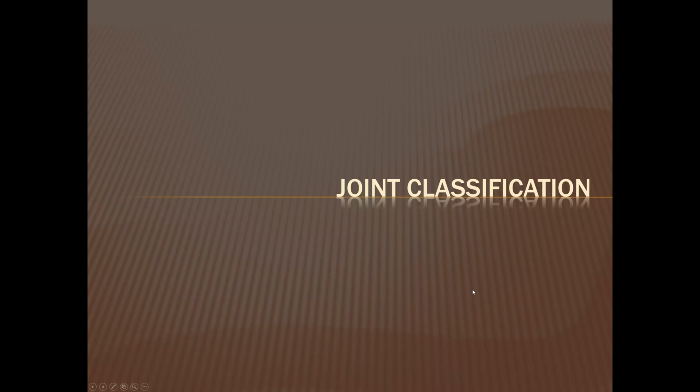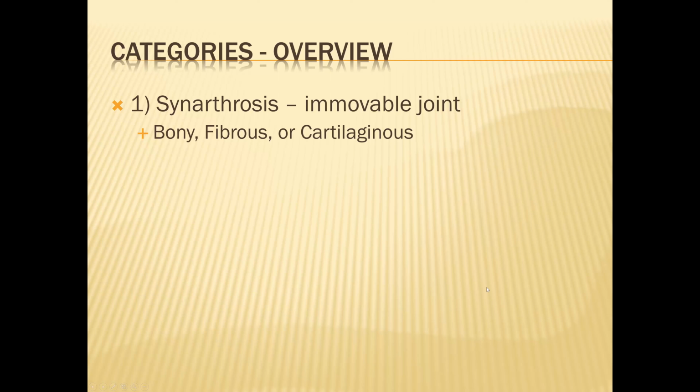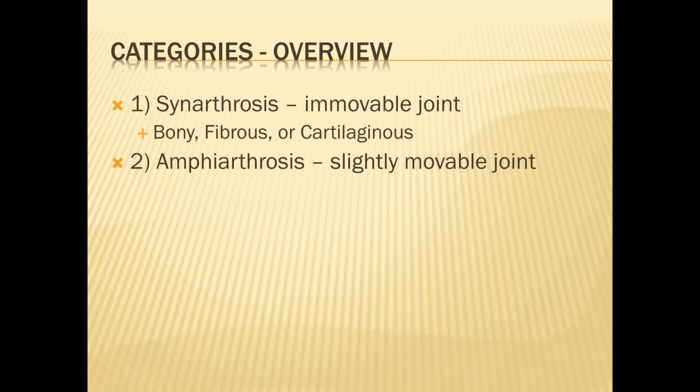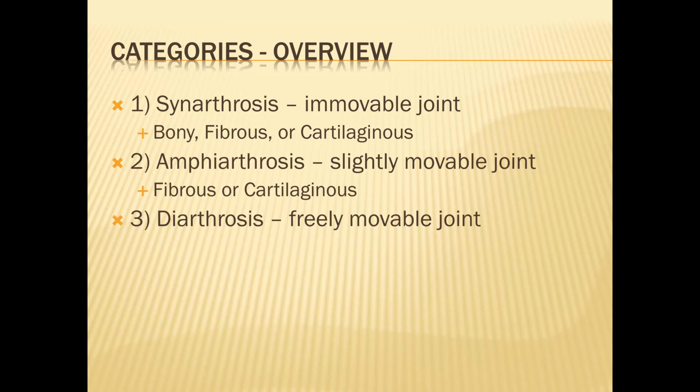In this section, we'll look in a little more detail at the different classifications of joints. First, we'll start with the 3 broad categories. These are synarthroses, or immovable joints, and these can be either bony, fibrous, or cartilaginous. Amphiarthroses are slightly movable joints, and these can be fibrous or cartilaginous. And then there is a diarthrosis, which is a freely movable joint, and these are also called synovial joints.